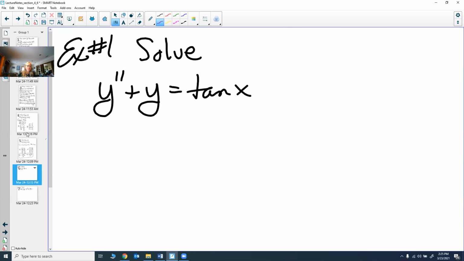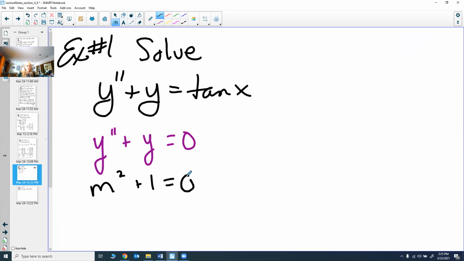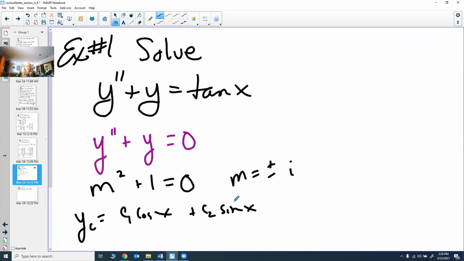All right, so first thing we have to do is find out what y1 and y2 are. So the first thing you need to do is solve the homogeneous equation. The homogeneous equation is y double prime plus y equals 0. We then find the auxiliary equation, m squared plus 1 equals 0. So m equals plus or minus i. So my y sub c, my complementary solution, is c1 cosine of x plus c2 sine of x.